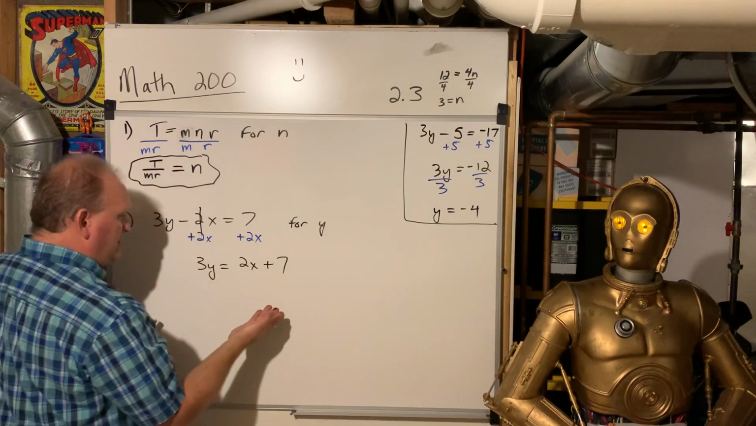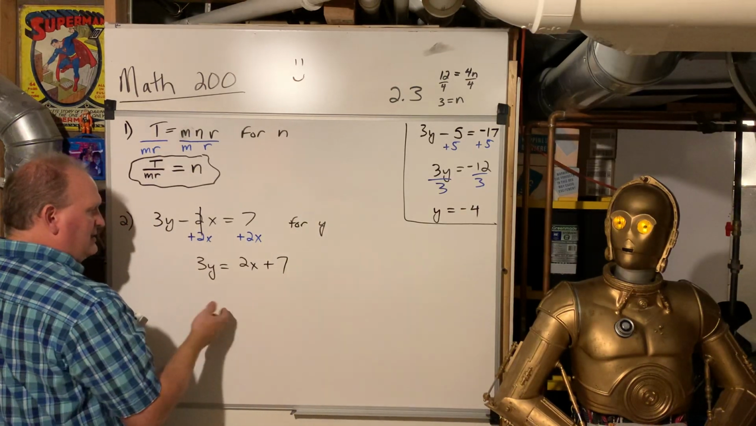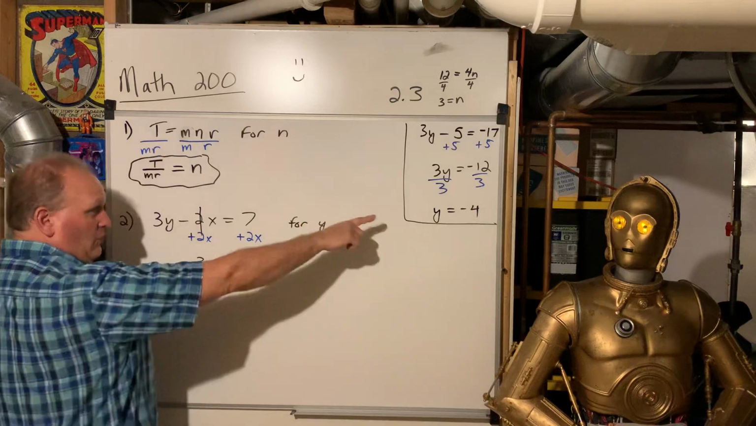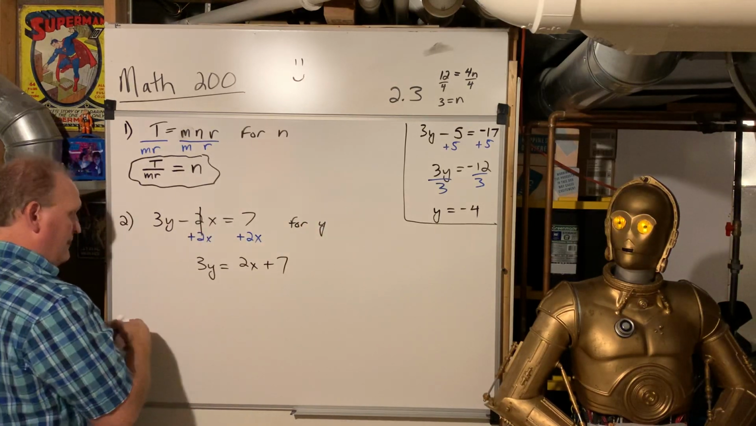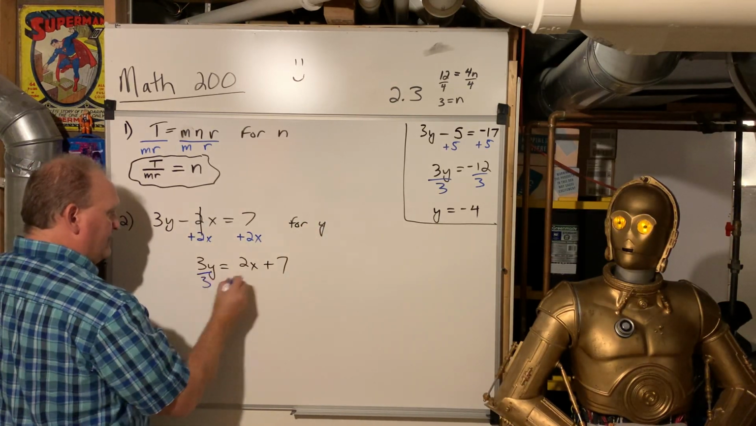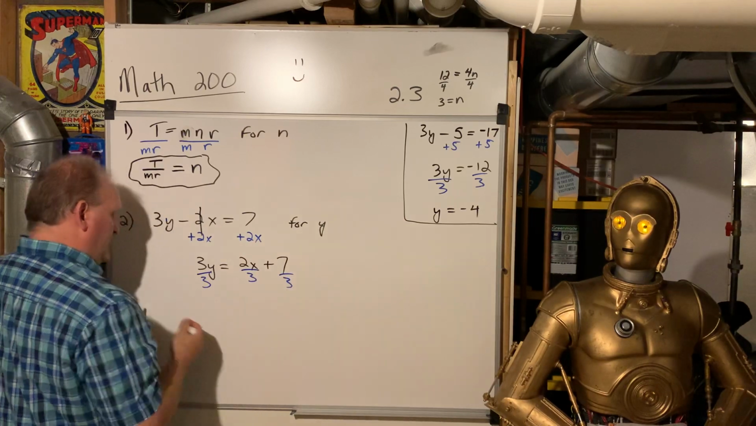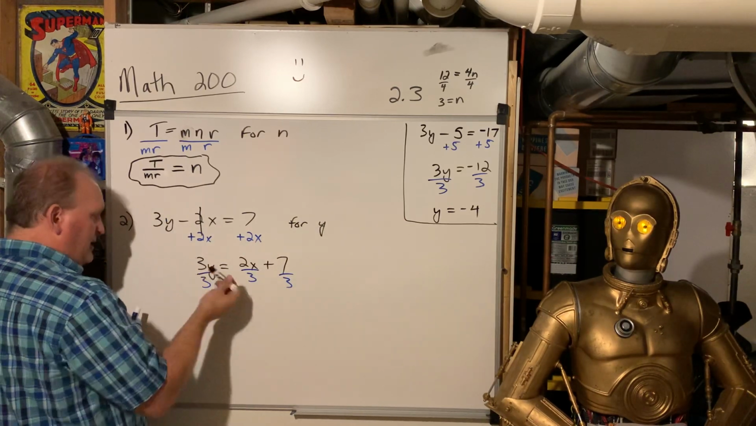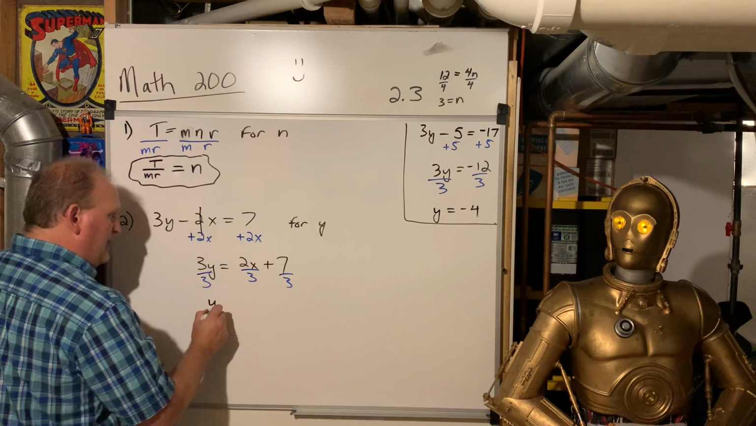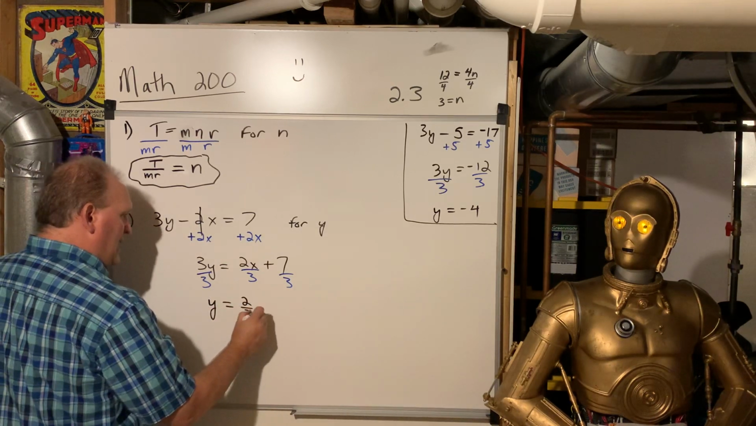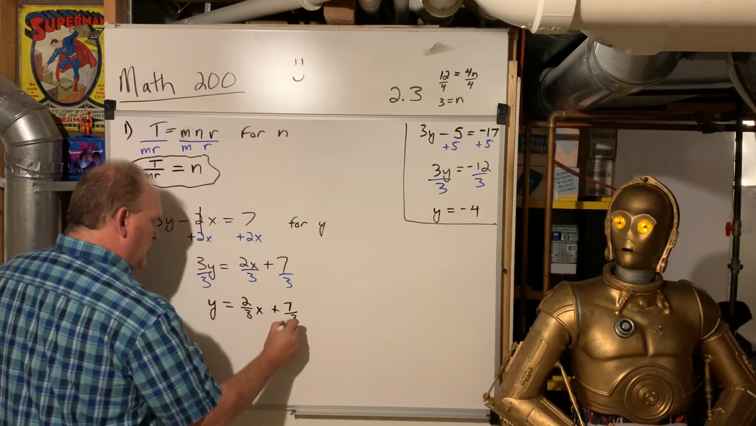Here, we can't do that. It's 3 on this side. I want 1y. I still want 1y. But when I divide it, it doesn't look done. I mean, it's done. We got y is equal to 2/3 x plus 7/3.